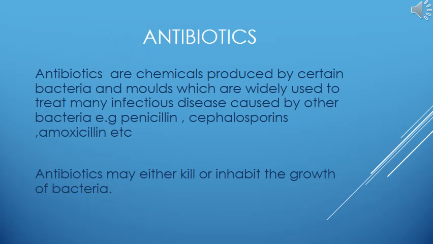Let's study the definition of antibiotics. Antibiotics are chemicals produced by certain bacteria and molds, which are also a type of fungi, which are widely used to treat many infectious diseases caused by other bacteria. For example, penicillin, cephalosporins, amoxicillin. These antibiotics may either kill or inhibit the growth of bacteria.